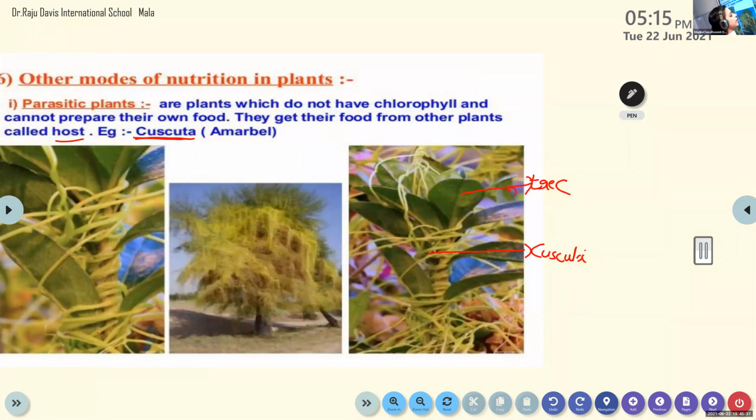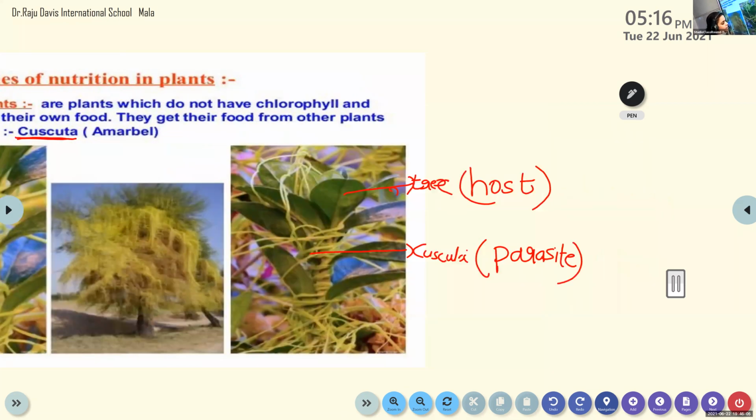So here we have a tree, and on this tree, a tubular structure is there. It climbs on the tree. That tubular structure represents the Cuscuta. So here we can represent this tree and Cuscuta by using other terms, that is host and parasite. Host and parasite. Then what do you mean by parasite?